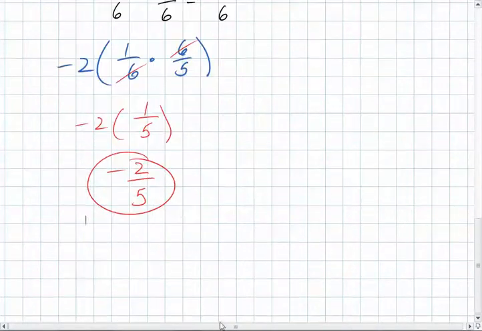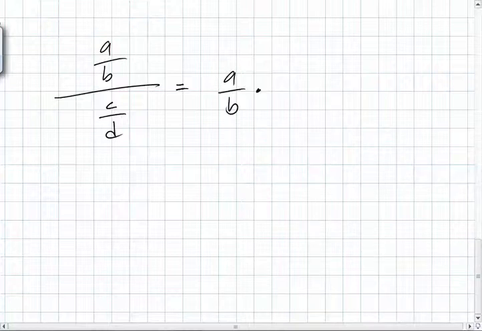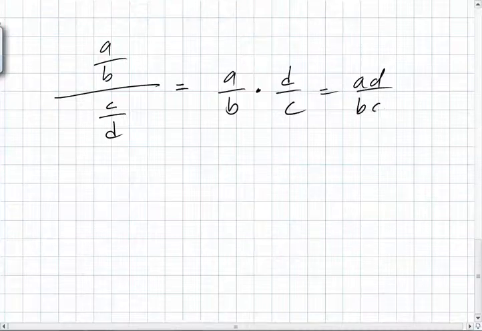On the first one, when you divide by a fraction, you already answered this question today. What happens when you divide by a fraction? So for example, let's say I had A over B over C over D. That's equal to what? Someone tell me what that's equal to. A over B times what? D over C. So that's equal to AD over BC, right?